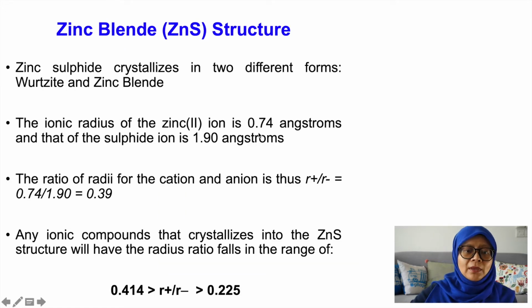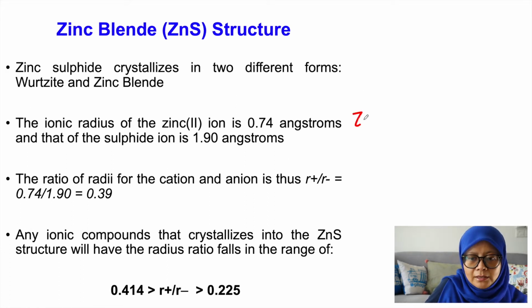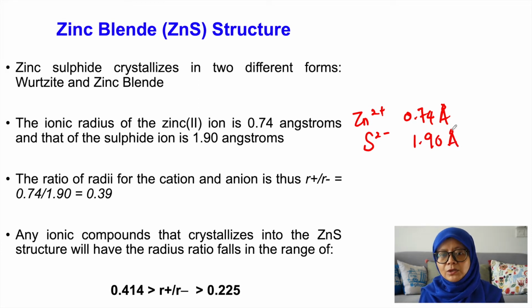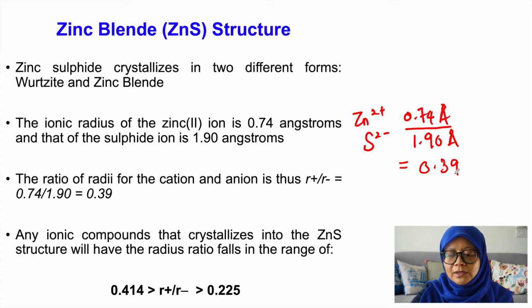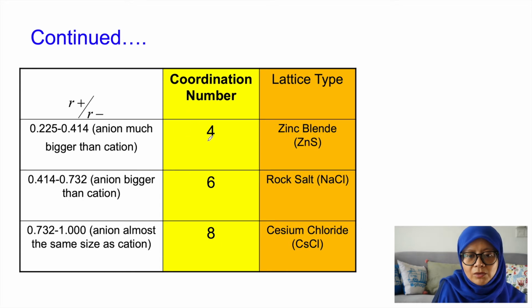Here the zinc 2 plus is 0.74 angstrom, while the sulfide, S2 minus, is 1.90 angstrom. So in order to determine the ratio of radii, we need the cation divided by the anion. So 0.74 divided by 1.9, we are going to have 0.39. So when you have 0.39, this can be considered as zinc blend.